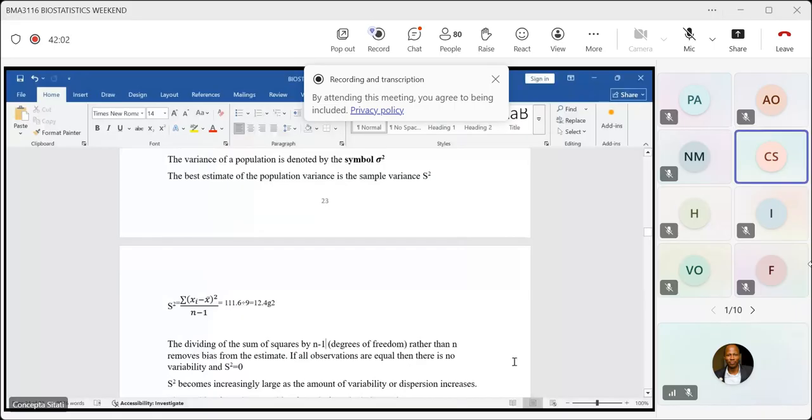I'm explaining about the variability using the example we have and the other example I gave at the beginning. Now, if we have items that are very far, then the variance will be high, and that's what I've said here. Variance becomes increasingly large as the amount of variability or dispersion increases.